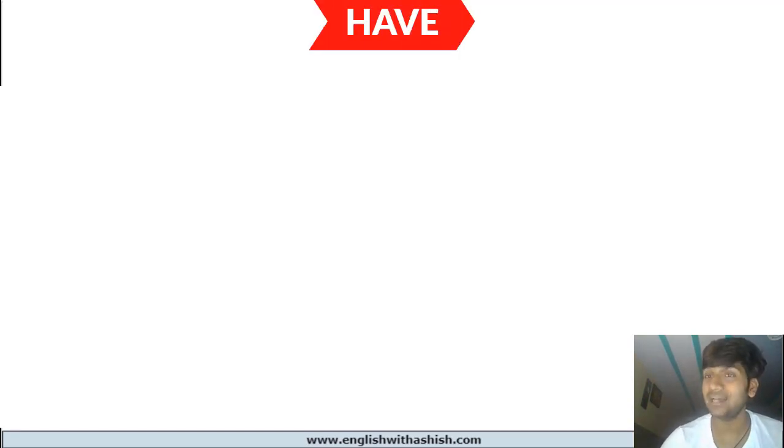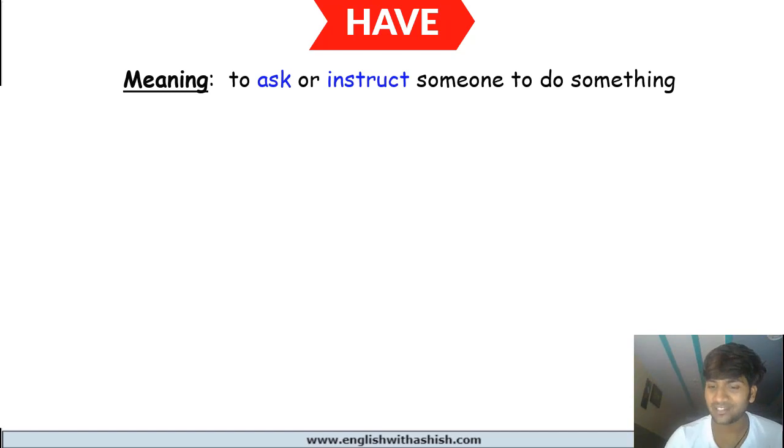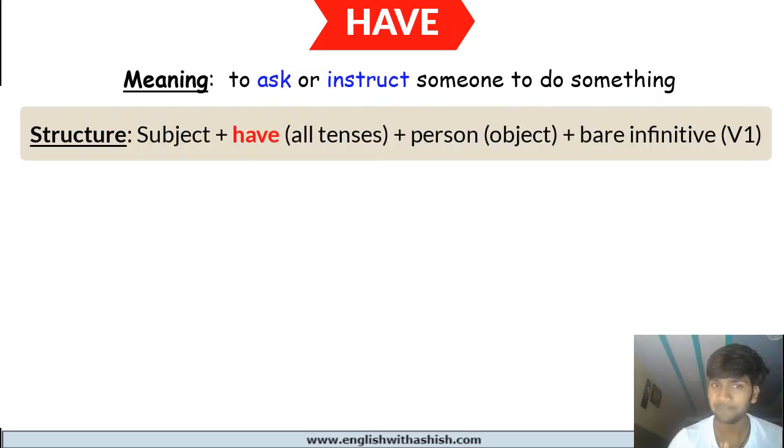The next verb is have. Have as a causative verb means to ask or instruct somebody to do an action, to do something, right? And here's the structure in the active form. Subject followed by the causative verb have, and it can come in all the tenses, followed by a person, that could be a name of a person or an objective pronoun, followed by the action that the person does, right? It's a verb in the base form, bare infinitive.